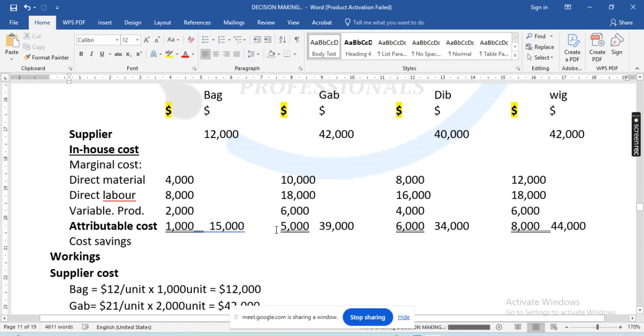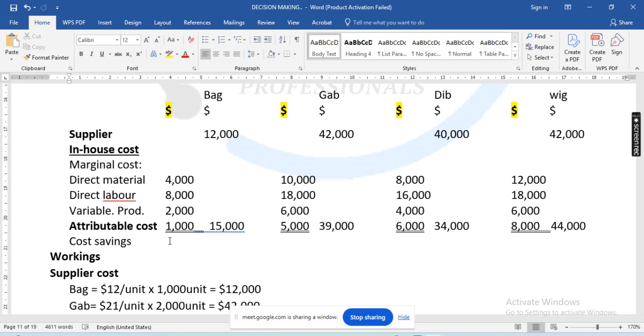So now, class, are we still together? Yes, sir. Okay, now, if you are the one, will you prefer to make this in-house, or you buy it outside, or you make it outside? You tell the supplier to supply. Which one will you do? So what is the difference?